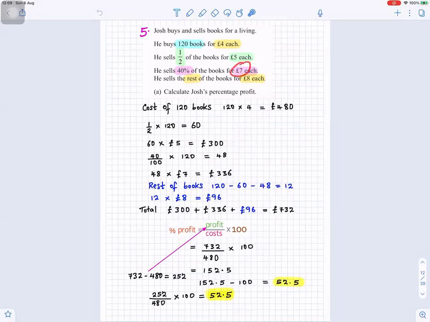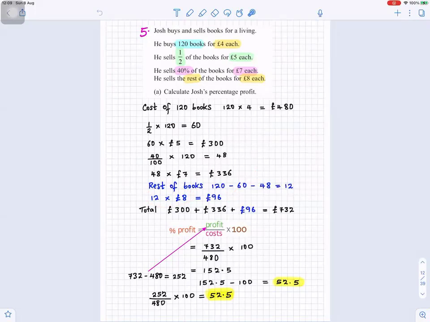40% of the books are 7 pounds. 40 over 100 times 120 gives you 48 books at 7 pounds. So 48 times 7 gives you 336 pounds. The rest of the books would be 120 minus the 60 minus the 48. There are 12 books left, and those are 8 pounds each. So 12 times 8 gives you 96 pounds.